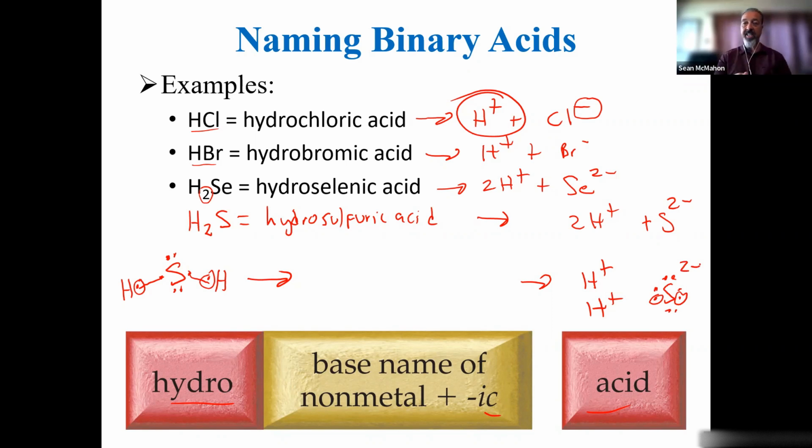But what we don't see is that doesn't happen right away. In fact, there's an intermediate step. And that intermediate step is one of the hydrogens, right? So sulfur is trying to pull the electrons as a nonmetal away from the hydrogen. And at first, it doesn't pull both of them at the same time.